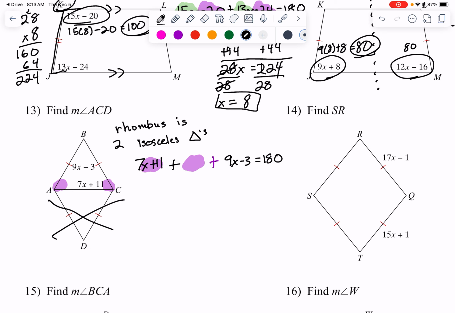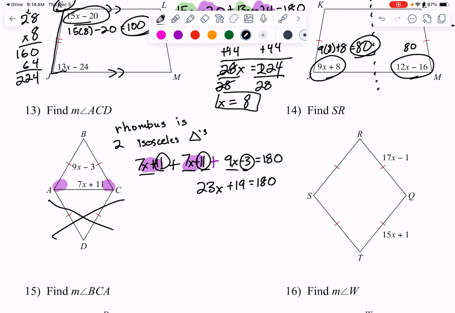And they're like, I don't know what angle A is. It's the same as angle C, so I just duplicate it, 7x plus 11. So now I have a 7x, 7x, and a 9x. Those three combined are 14 plus 9, or 23x. Then the 11, 11, and minus 3 would be 22 minus 3, or 19. So that's going to be plus 19 equals 180.